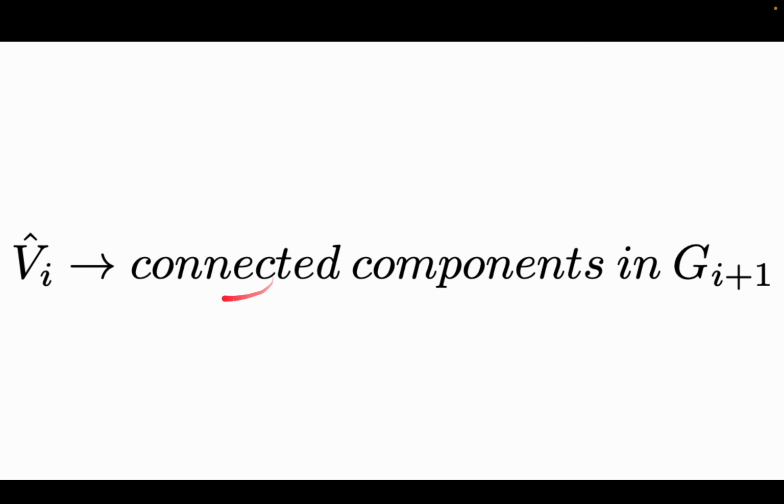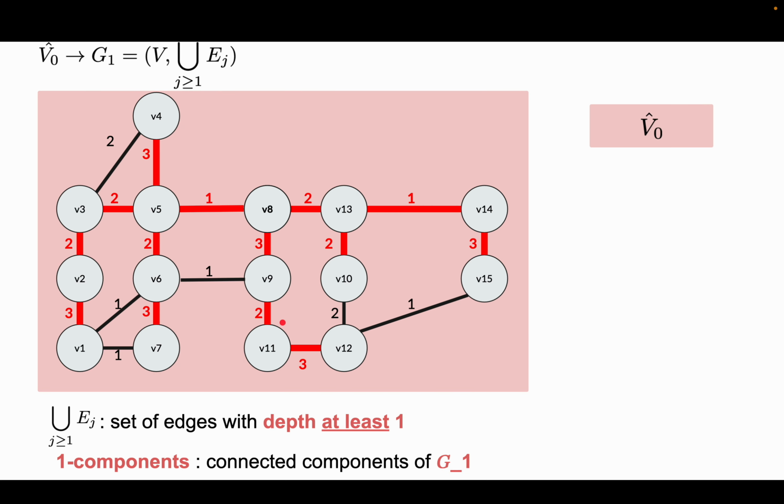So V0 hat is the connected component in G1. When we are talking about connected components, as we have mentioned before, we only look at the spanning tree. We are not looking at edges that are not part of the spanning tree. So the connected component here is all the vertices.